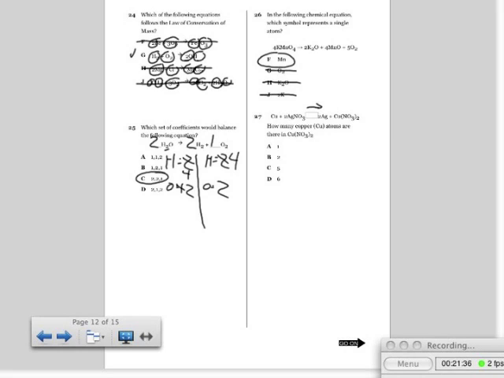Okay, on this one it says, how many copper atoms are there in a Cu(NO3)2 situation? So I'm just looking for copper, just the copper, the Cu. So what's the coefficient that's in front of Cu? A 1, because I don't really have anything showing up there. So it's going to be just 1.